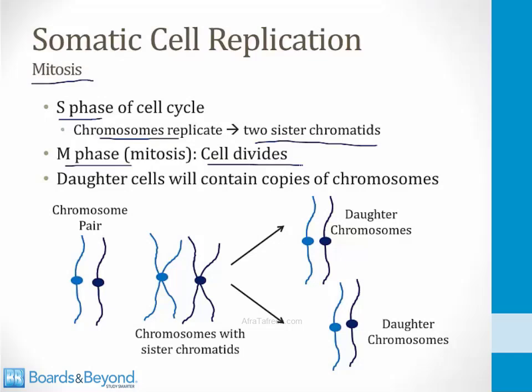To understand this, I've drawn a picture at the bottom of the screen. So we begin with a somatic cell, which has a homologous chromosome pair, two copies of a given chromosome. For example, let's say this is chromosome number 11. In the S phase of the cell cycle, DNA is replicated and the chromosome becomes two sister chromatids, as shown in this picture here. The cell then divides to become two daughter cells, which contain copies of the original chromosomes.